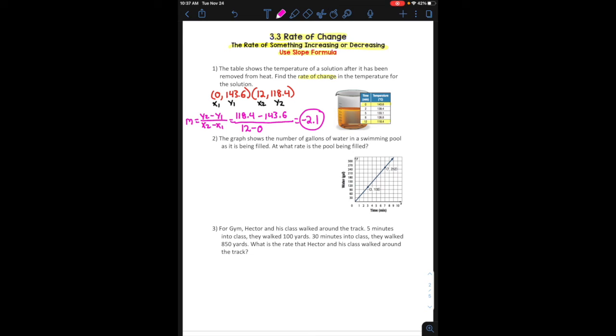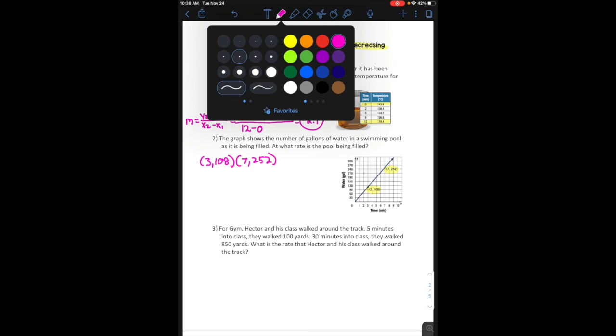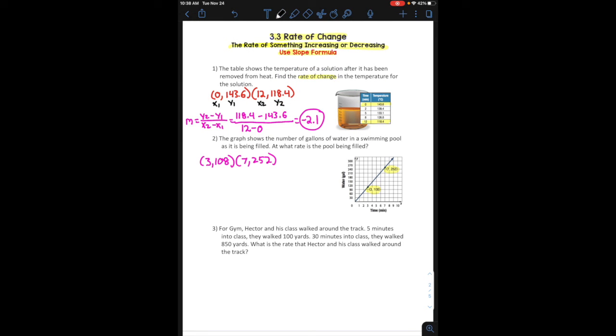In number 2, they give us a graph instead of a table, and the description is that the graph shows the number of gallons of water in a swimming pool as it's being filled. At what rate is the pool being filled? Well, on the graph, they actually give us 2 ordered pairs that they'd like us to use for our data. So I'm going to go over and just copy them down. The first ordered pair is 3, 108. And the second ordered pair is 7, 252.